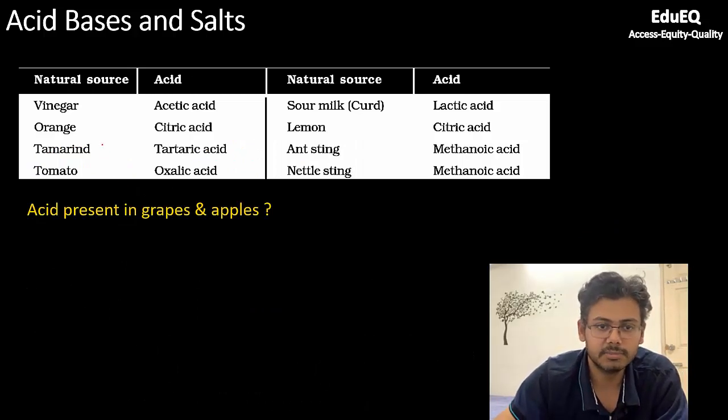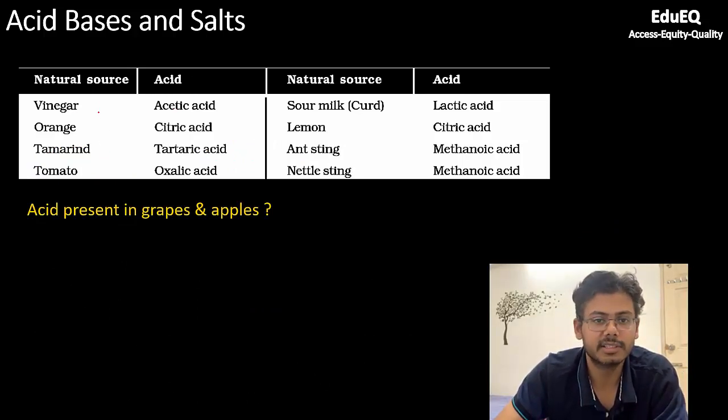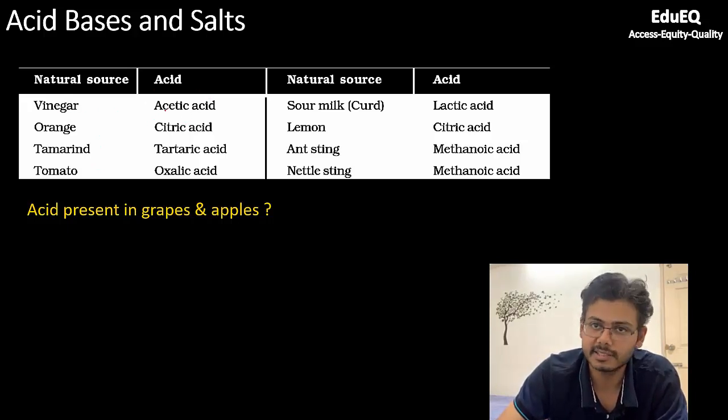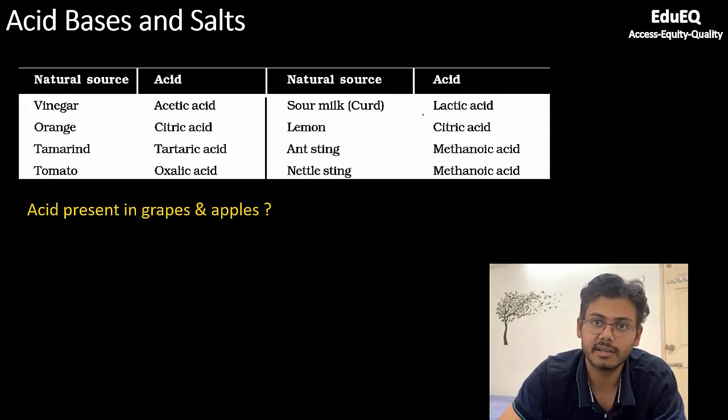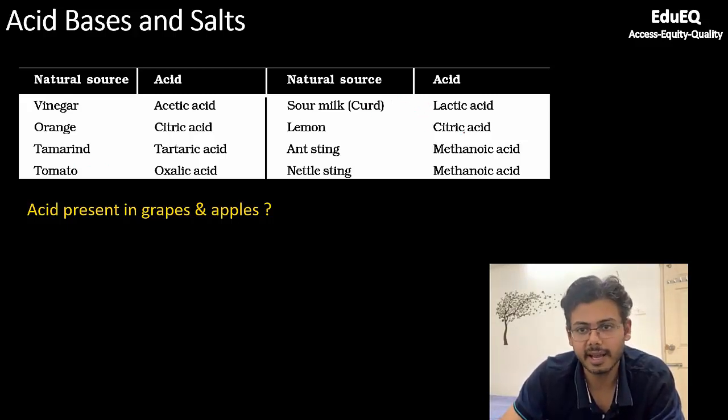Another small piece of information about what is the natural source and what is the main acid present in it. You can see vinegar is acetic acid, CH3COOH. Similarly, orange has citric acid, tamarind or imli has tartaric acid, tomato has oxalic acid, sour milk has lactic acid. We also saw that in the example where I told you it's not stored in copper vessels. Lemon again has citric acid. So ant sting, nettle sting, all these things are also rich in methanoic acid.